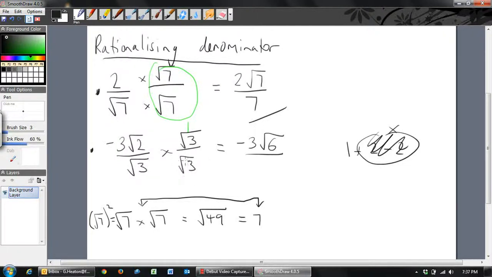And what's root 3 times root 3? That's just 3. Are we done? No, because we've got a bit of cancelling to do here. This 3 cancels out with the 3 on the bottom line. And so you end up with negative root 6. And that's our answer there. Okay, so that's how you rationalise the denominator. I'll come back with the last little piece of the puzzle for rationalising the denominator in a separate video.